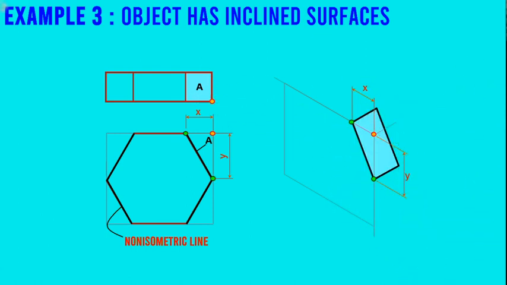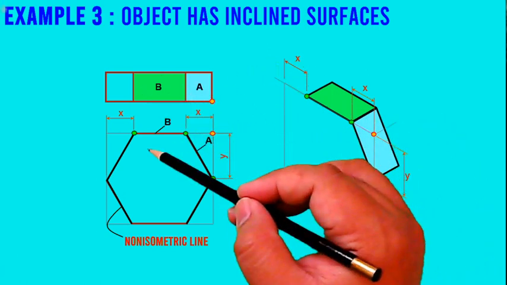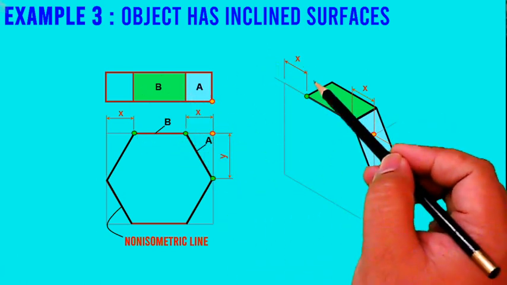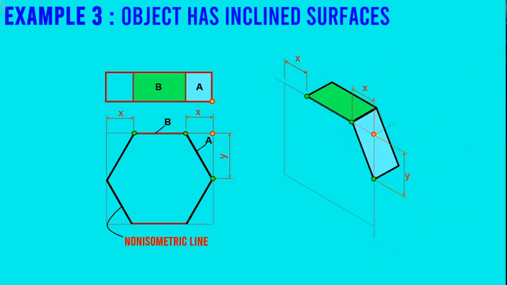Okay. Next one, lalagyan na natin ng iba pang details. Sa kabila naman, maglalagay tayo ng X and another measurement. Ayan, yung B. So, dito, itong B na to, ito po yun, yung size nito. So, ito na yung makikita natin for this one.